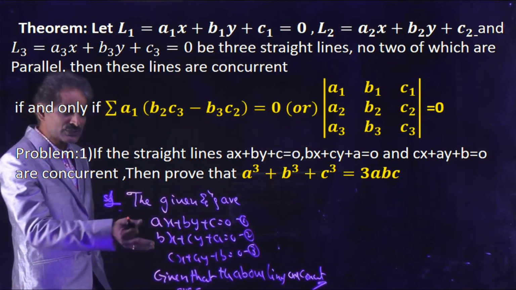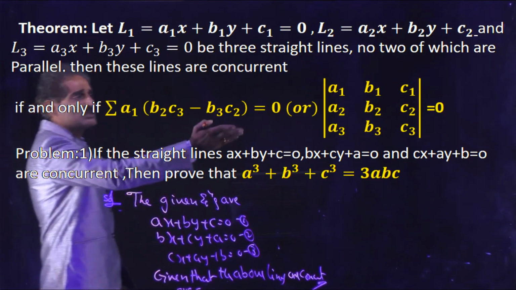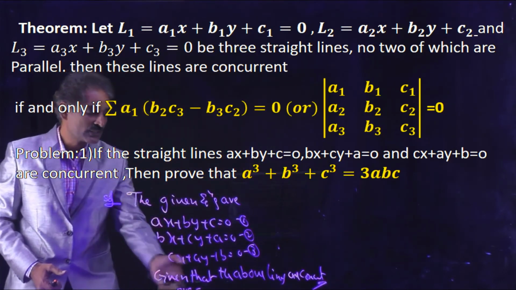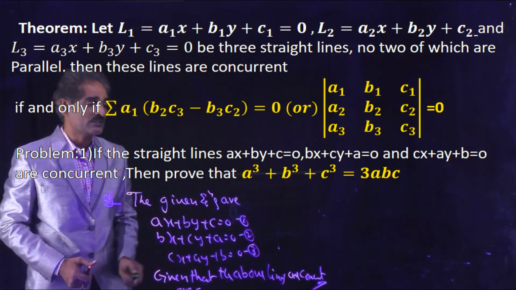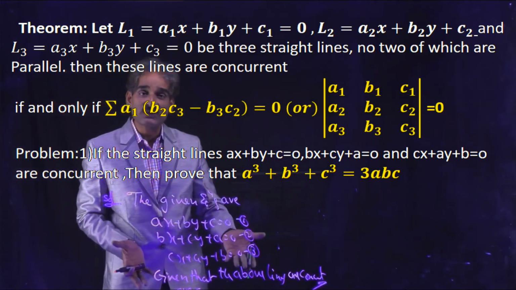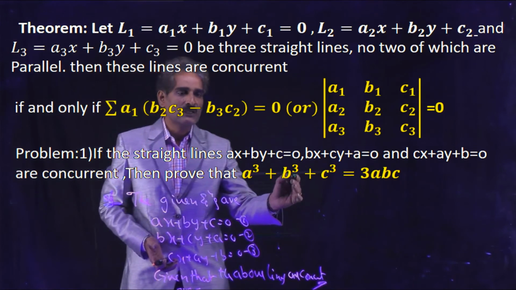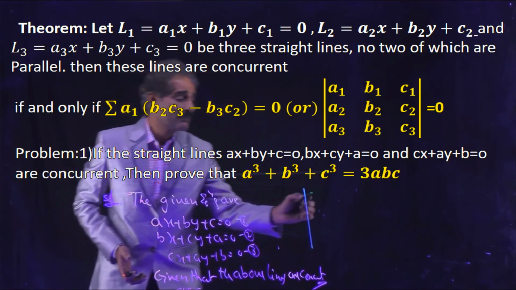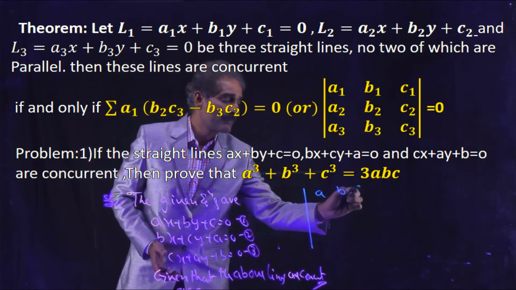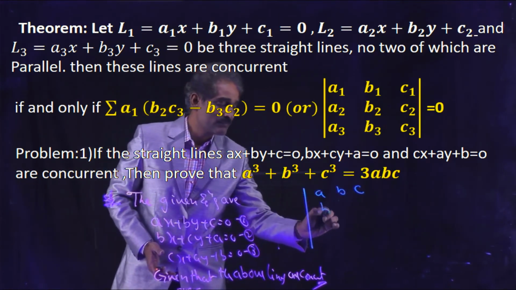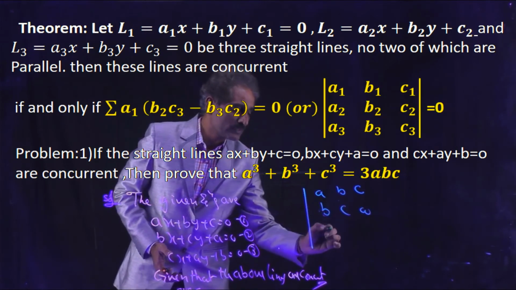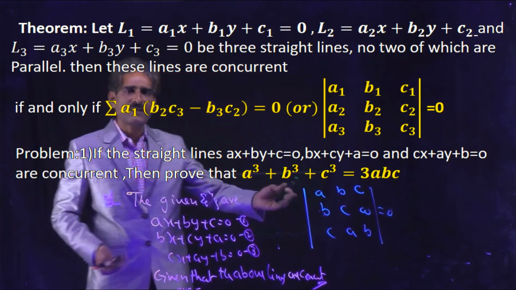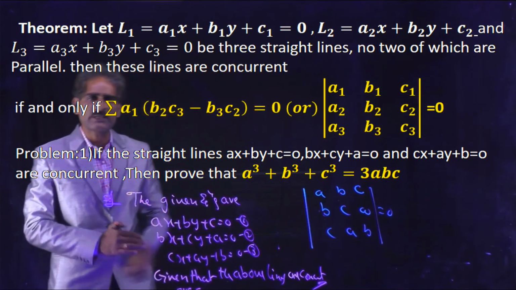They are concurrent means these three lines must satisfy one of these two conditions, so take any one of them. Suppose these three lines are given as concurrent. Now take the determinant of these three lines equal to 0. That means the determinant of ABC, BCA and CAB is equal to 0. Just find the determinant and equate it to 0, then we will get a condition.